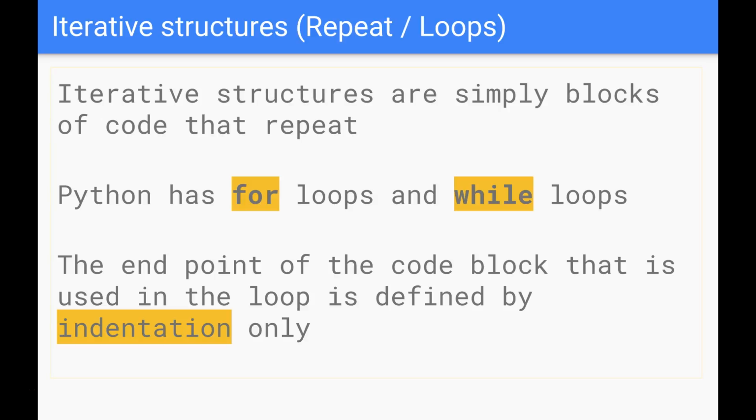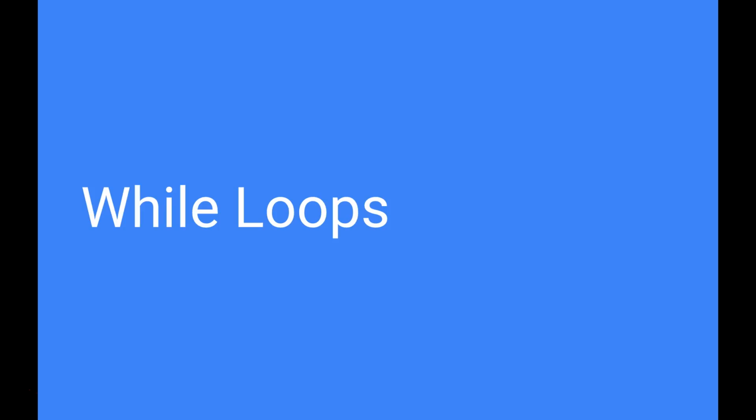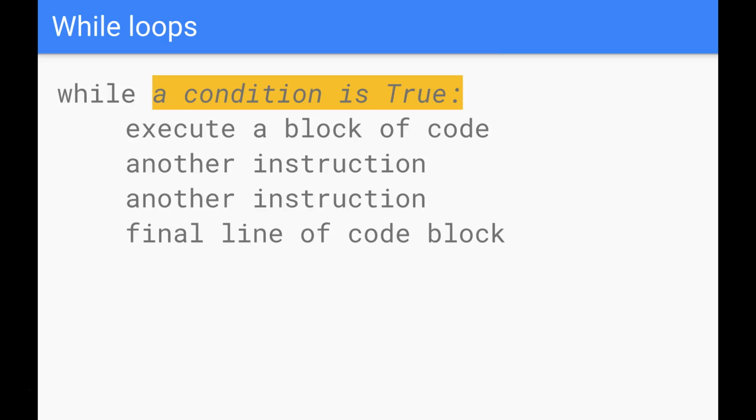And just like with our if statements, the only way of defining what's part of the loop and what isn't is the indentation that we use. So we're going to start with a while loop because that's what we're going to need for our guessing game. And this is the general structure of our while loop.